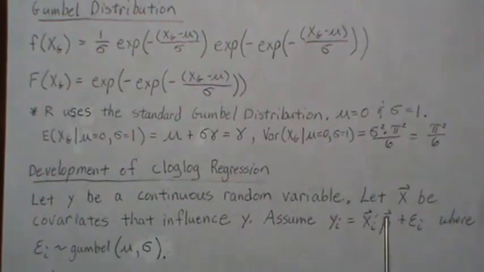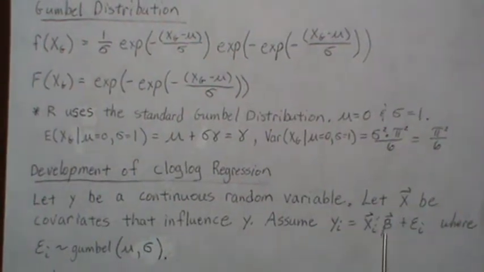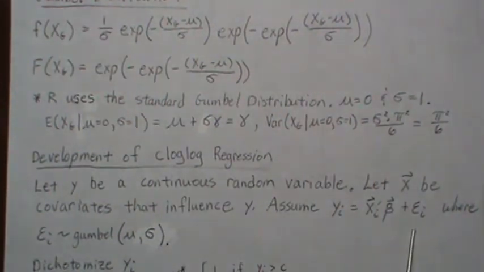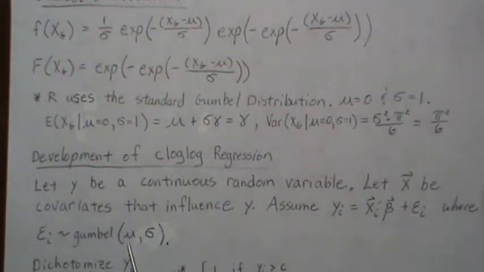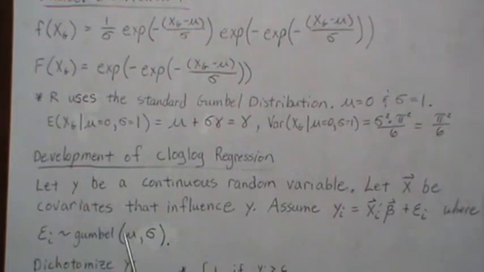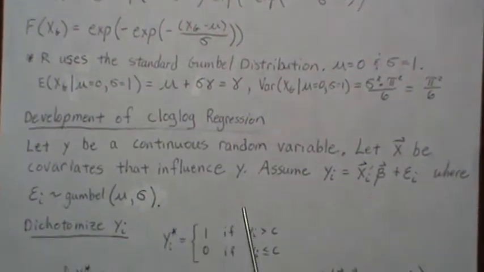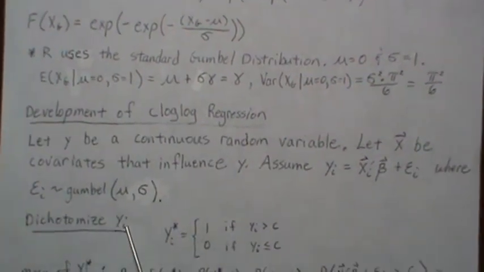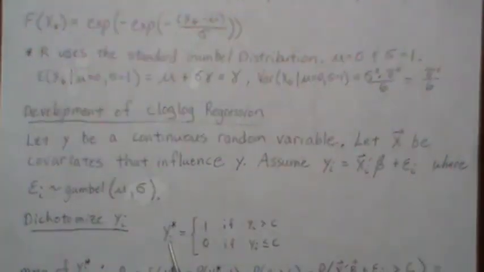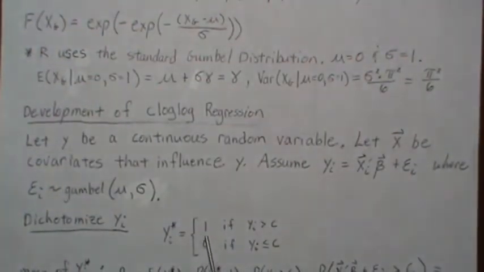It follows this linear combination of our covariates plus some error term, where the error, epsilon, is Gumbel distributed for some mu and sigma. Then what we do is we dichotomize y, call it y star, and it's a 1 if y is greater than c, and it's a 0 if y is less than or equal to c.